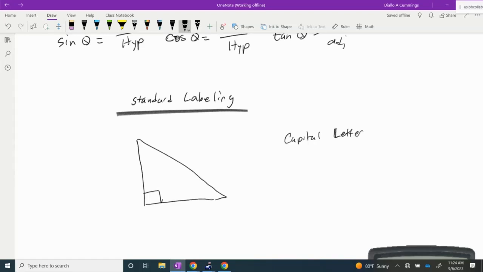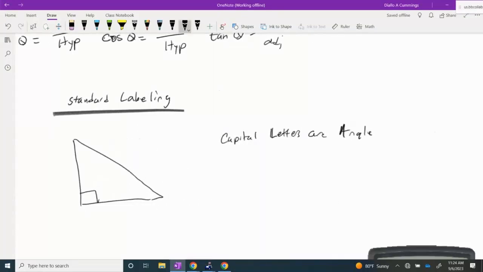Capital letters are angle measures. So I'm going to call this angle A, angle B, and angle C. Normally, not all the time, but normally C is your right angle. Notice all of these are capital letters.